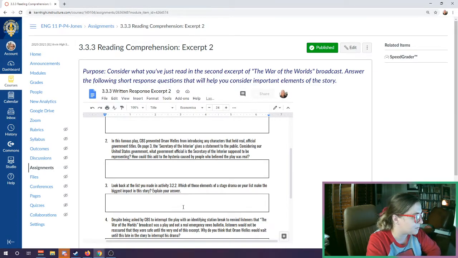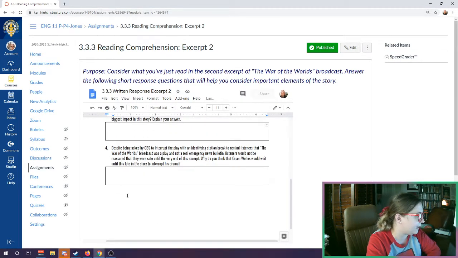CBS prevented Orson Welles from introducing any characters that had real official government titles. But on page 3, we hear from the Secretary of the Interior. Considering our United States government, who do you think the Secretary of the Interior is supposed to be? And then, of course, we're looking at our checklist, question 3.